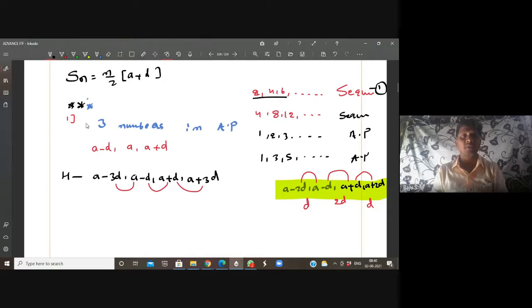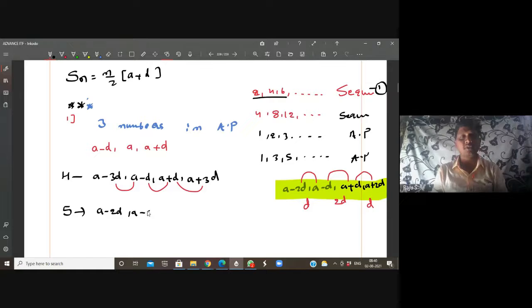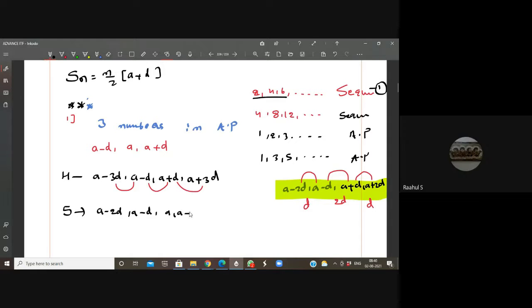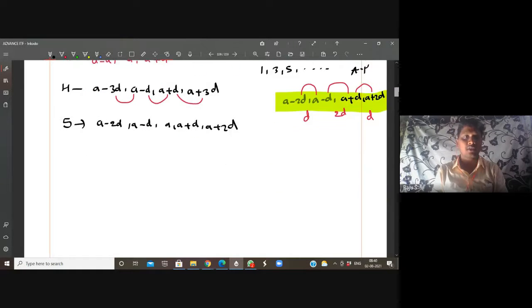These are the four numbers. If they mention five numbers in AP, take A minus 2D, A minus D, A, A plus D, A plus 2D. Now these are the five numbers in AP.